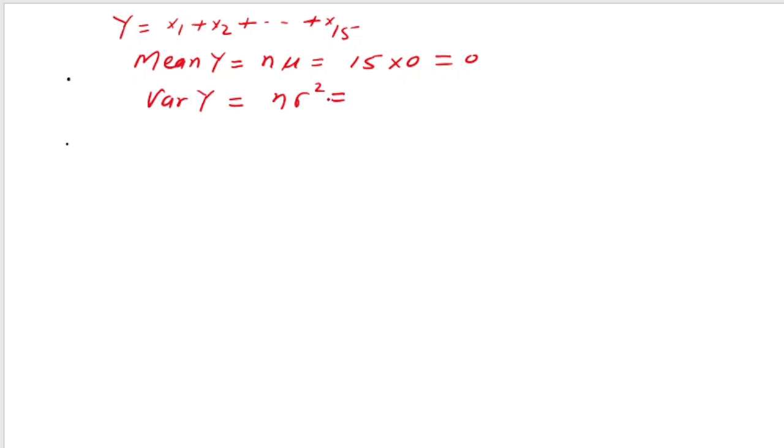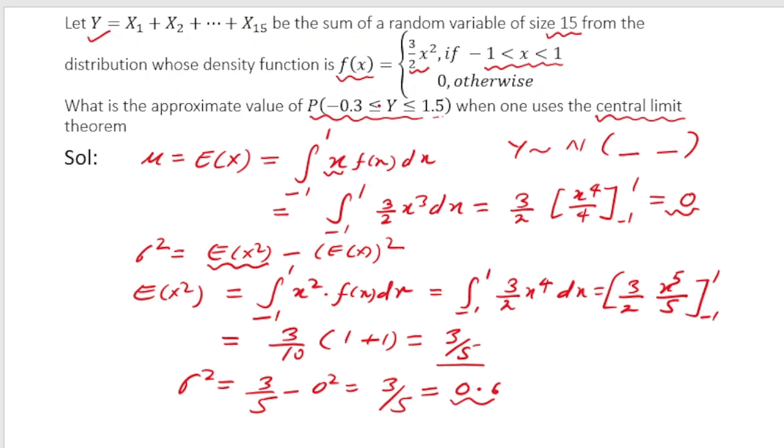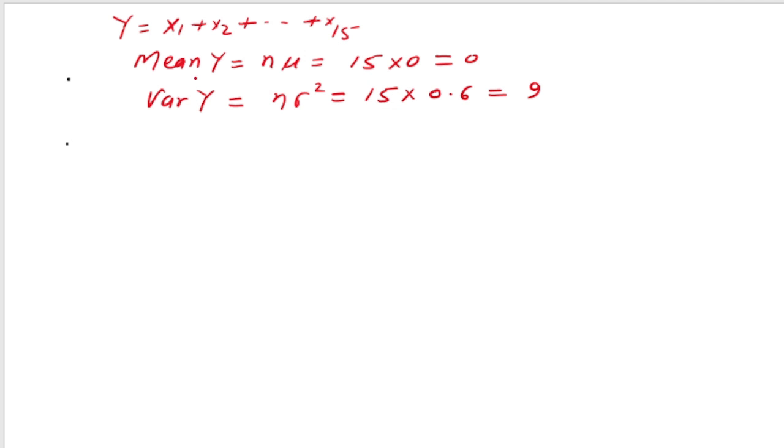That is the variance of these xi's, right? So n is 15 and sigma square I have calculated 0.6. So if you calculate this, it will be 9 because it will be 6 by 10, so it will be 9. Now what we have to do, we have to calculate the next thing, that this follows the normal distribution. So here y follows the normal distribution whose mean is 0 and whose variance is 9, right?